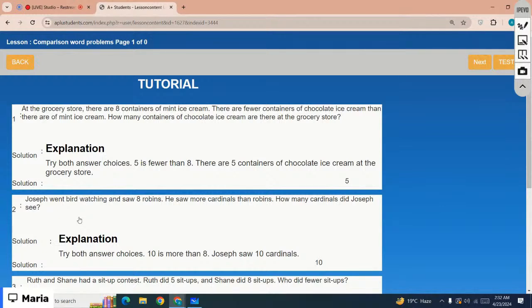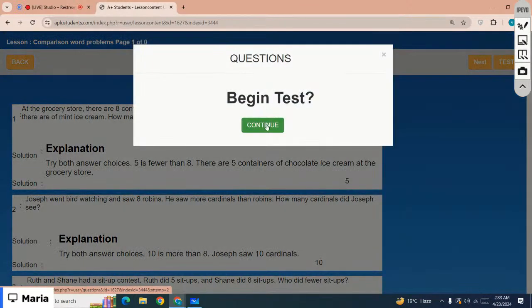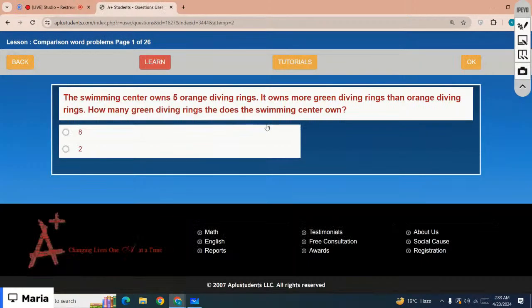Okay, let's just start with the test questions. Okay, the swimming center owns 5 orange diving rings. It owns more green diving rings than orange diving rings. How many green diving rings does the swimming center own? So, which is the correct option?